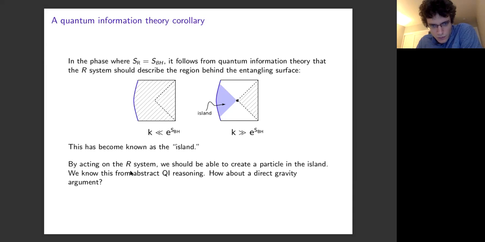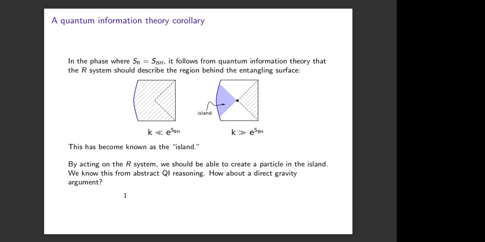So what that means in practice is that by acting on the R system, this auxiliary system, we should be able to create a particle behind the horizon in this blue region. We should be able to put something there by acting on the R system, which naively has nothing at all to do with this black hole. It's entangled with it, but it's not causally related to it. So we know this from abstract quantum information theory reasoning, and what we would like to do is give a direct gravity argument.